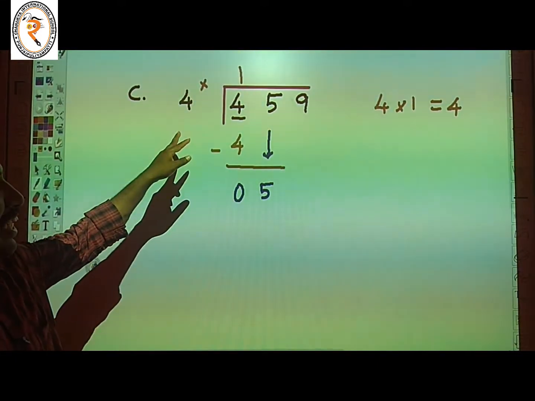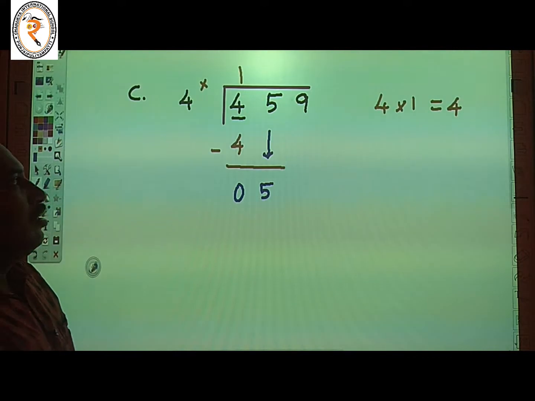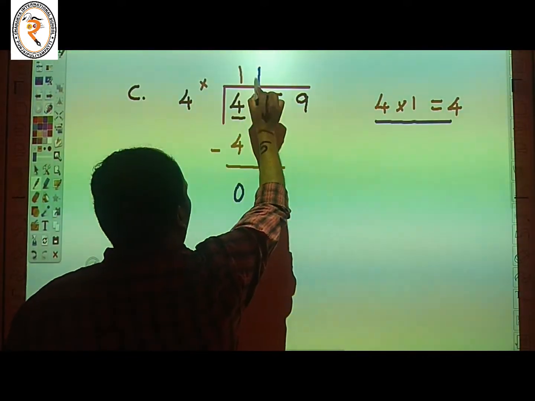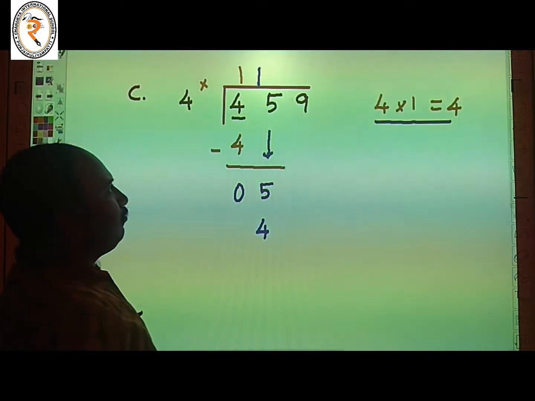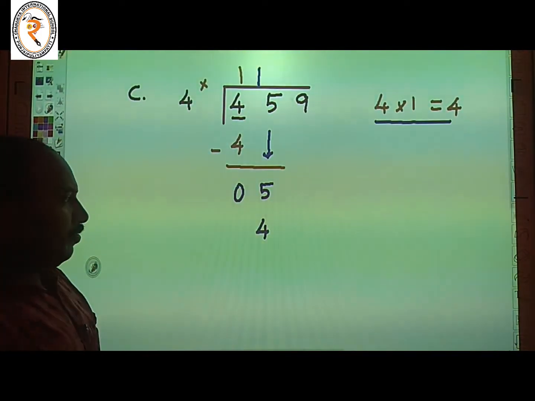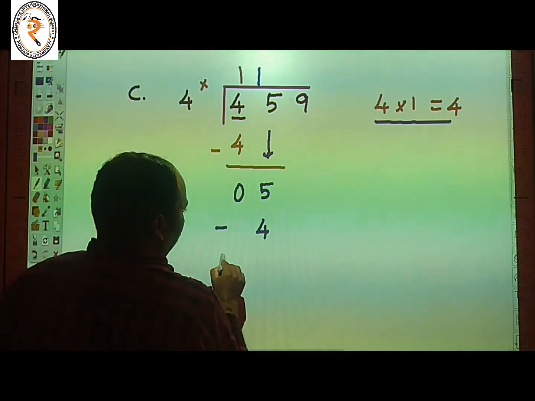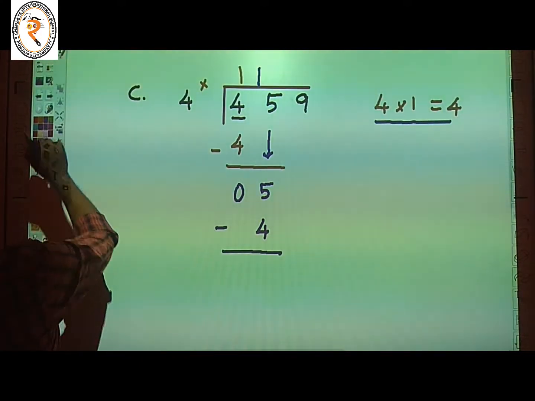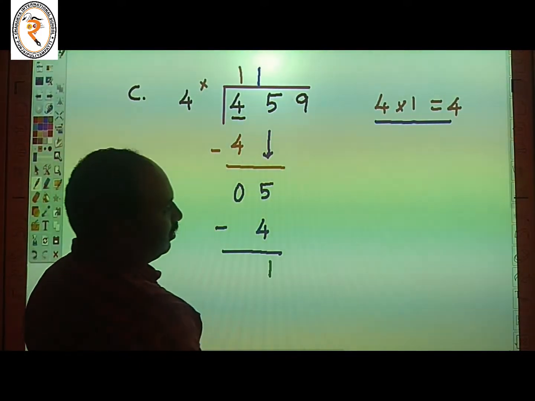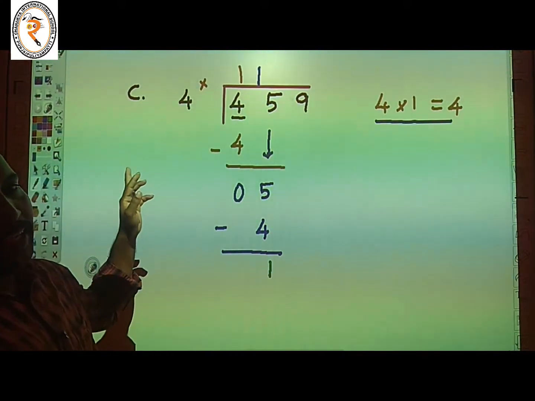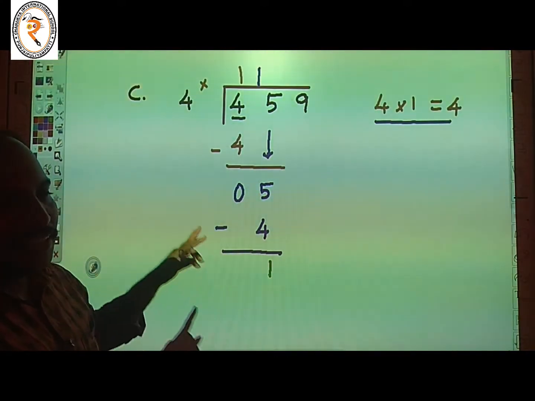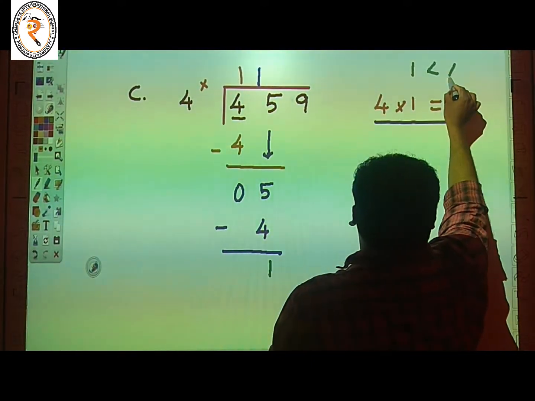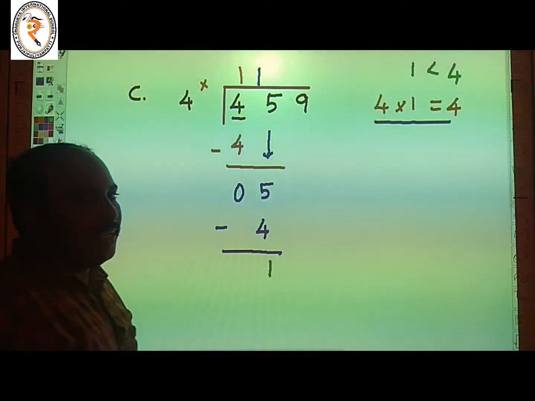5 is not exactly divisible by 4. So 4 into 1 is equal to 4. Next we subtract: 5 minus 4 is equal to 1. 1 is not divisible by 4 because 1 is less than 4.